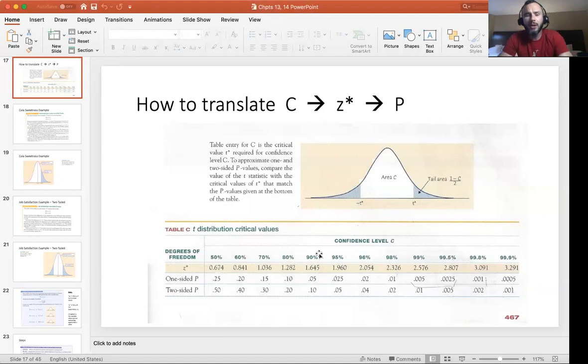Oh, actually, I wanted to show you guys this table here. That actually follows up directly with the question that I was just asked: how to translate a confidence level to a critical Z value, Z star. This book doesn't use Z star, it uses Z sub alpha, but it's the same thing as a Z star. It's just from a different book that I teach from sometimes. And how we translate that to a p-value.